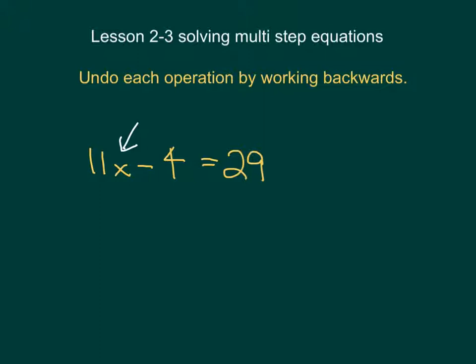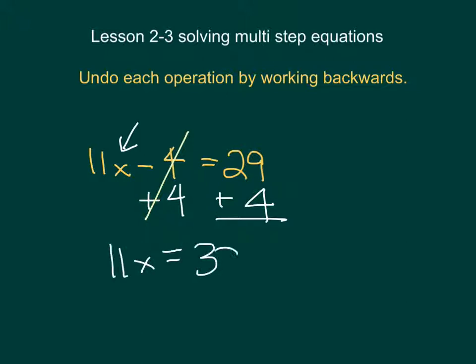So the first thing we want to do in this example would be to add 4 to kind of undo what's happening, because right now we're subtracting 4. So if we add 4, we're undoing it. So this would go away. Whatever we do to one side of the equal sign, you always have to do to the other. So now we would end up with 11x equaled 33.